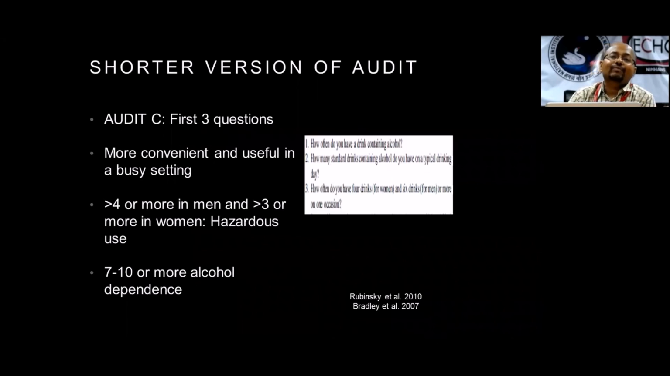Now, for example, you are running a busy practice and you have very little time. Use this AUDIT-C. AUDIT-C uses only the first 3 items, and when somebody scores more than 4, hazardous use is established. The scoring is 0, 1, 2, 3, 4. More than 4, he has hazardous use, and obviously 7 to 10 is dependent. So again, if you are running short of time, AUDIT-C is very useful.